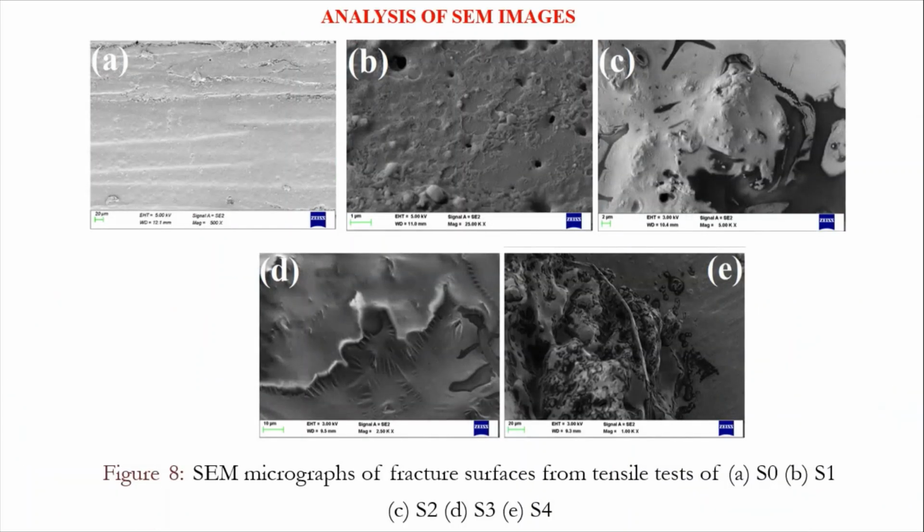The fracture surfaces from the tensile test were studied using SEM to understand the effect of the filler addition on the tensile strength of the composites. The nanocomposites exhibited rough surfaces and cleavage planes compared to the pristine composite, and figure E exhibited the agglomeration of the nanoparticles.